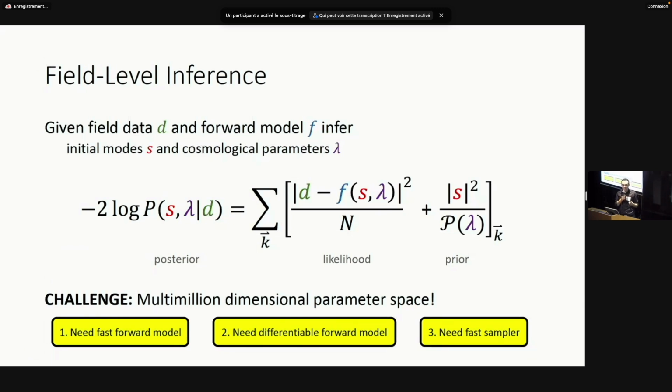And for upcoming surveys, we're going to need millions or even billions of pixels in order to do this analysis and extract all the information. And so in order to make this into a reality, there are three key ingredients that we need. We need a fast forward model in order to evaluate the posterior quickly. We need a differentiable forward model in order to get the gradient of the posterior quickly, which will be used for inference. And we also need a fast sampler.